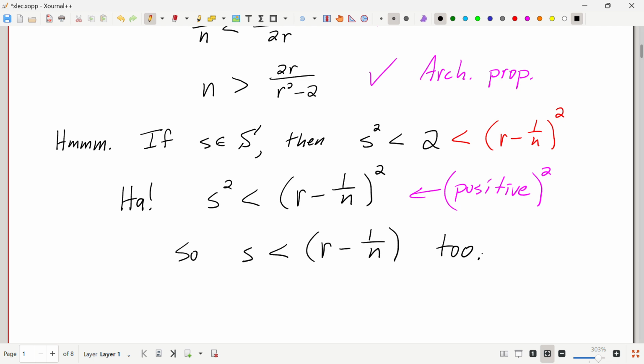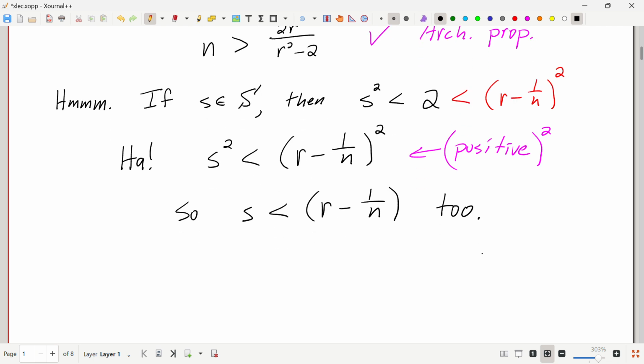And this is the breakthrough moment. Remember, r is the least upper bound. But I just showed you, give me any s in the set, then s has to be less than r minus 1 over n. And so here's the big what. r minus 1 over n is an upper bound.